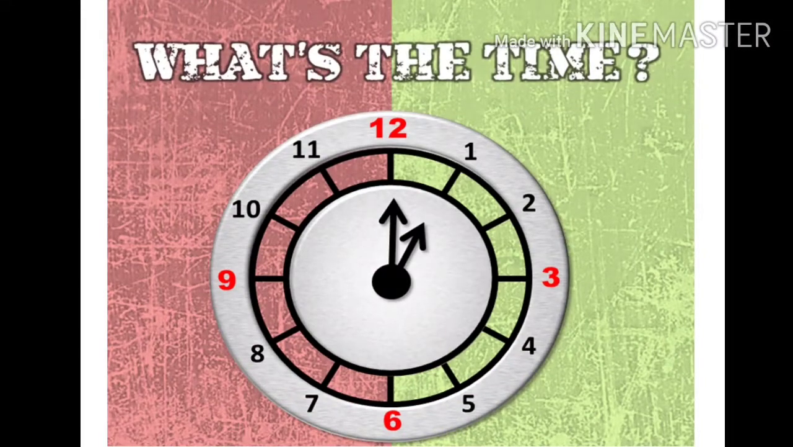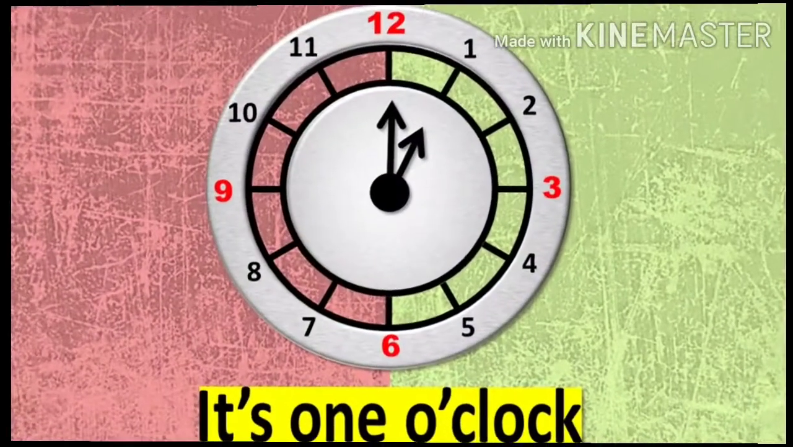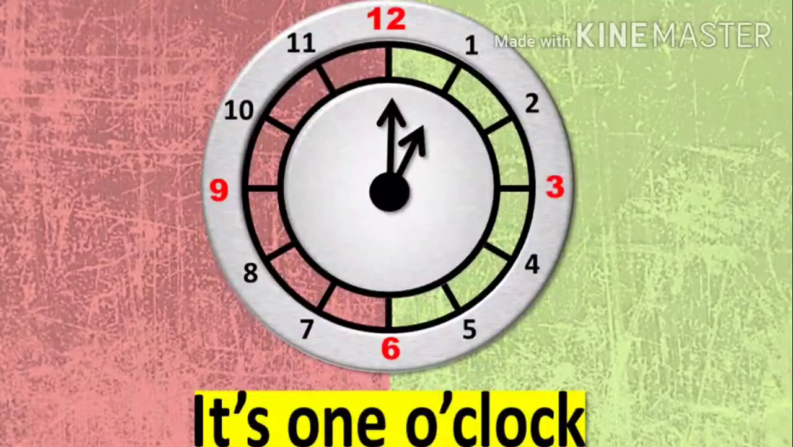Let's see. What time is it? Can you guess? Jam 1 pas. It is 1 o'clock. As you can see that the long hand is at 12 and then the short hand at 1. Jarum panjangnya di angka 12 yang menunjukkan o'clock, kemudian short hand-nya menunjukkan jam 1.